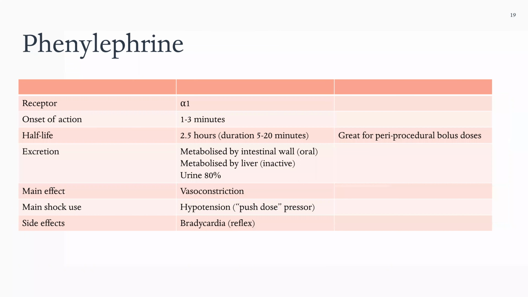Phenylephrine, your pure alpha agonist, has a quick onset of action, with quite a long half-life, but the duration of action is short, 5 to 20 minutes, which makes it a great drug for peri-procedural bolus doses. So think of the patient that you want to intubate who develops hypotension after giving your drugs. The main effect is vasoconstriction and it's great for push dose pressor. The side effect here is reflex bradycardia.